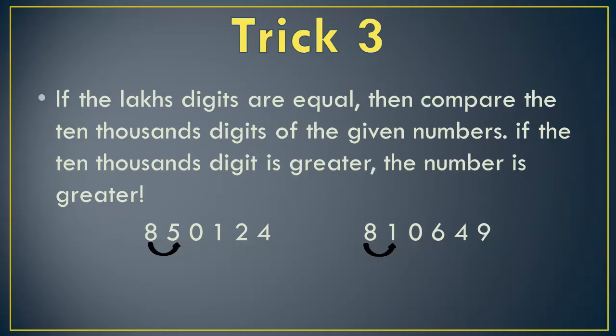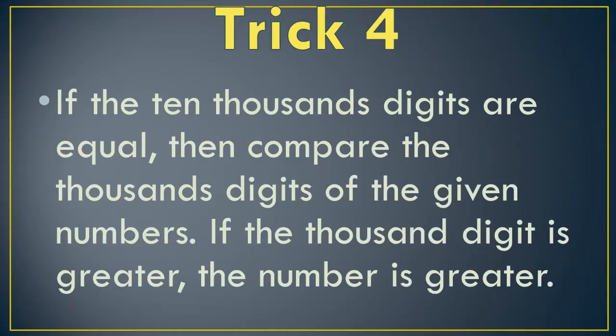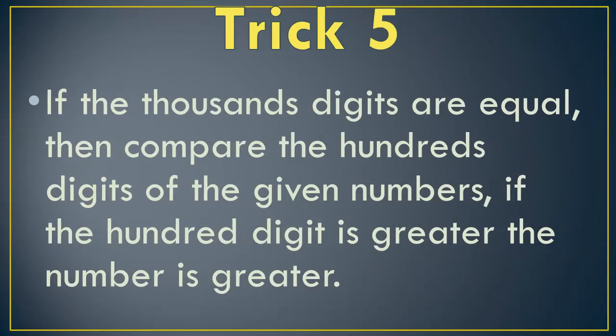Move to the next trick. If the 10,000s digits are equal, then compare the thousands digit of the given numbers. If the thousands digit is greater, the number is greater. And then trick number 5 is, if the thousands digits are equal, then compare the hundreds digit of the given numbers. If the hundreds digit is greater, the number is greater.